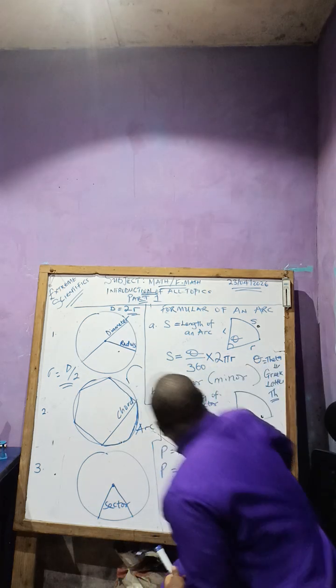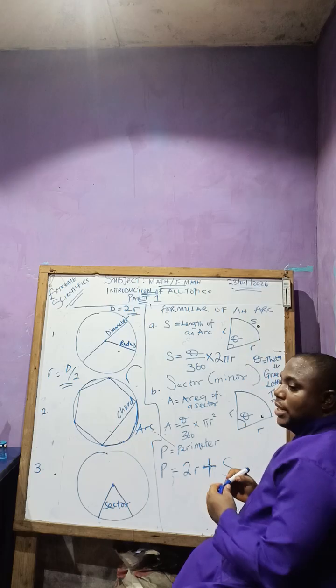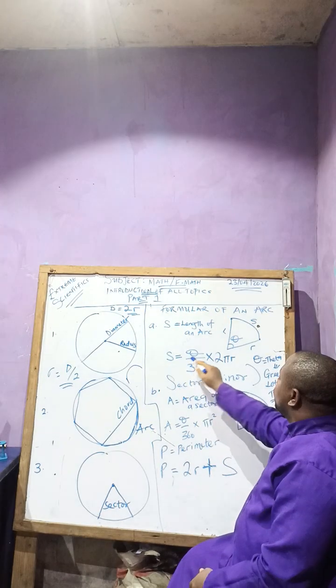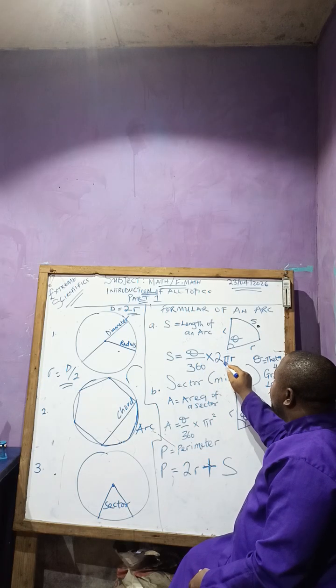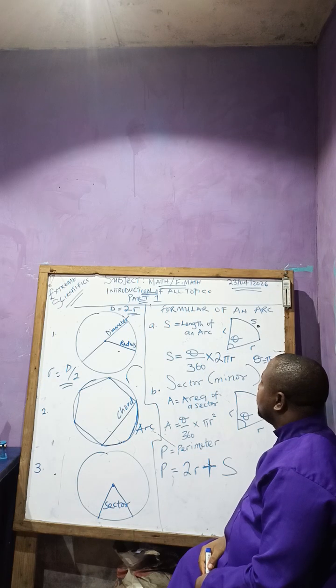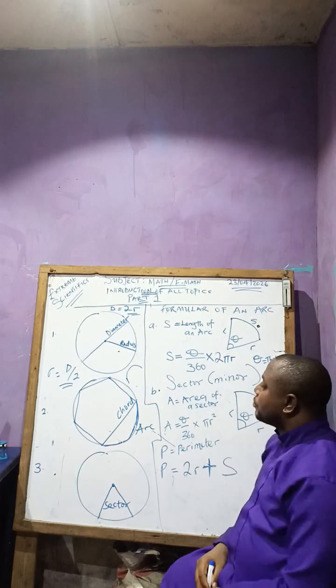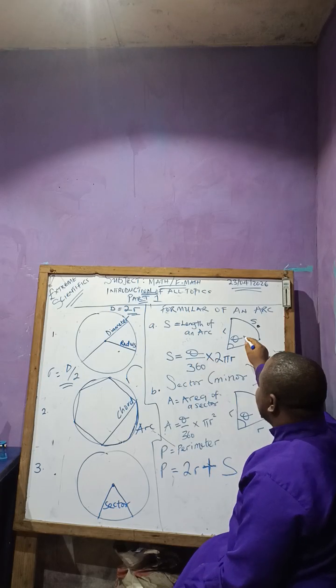Now, if you want to look for the length from here to here, you're going to say S, which is the length of the arc, is equal to theta over 360 times 2 pi r. What does it mean? Let me explain one after the other. Look at it very well. This theta denotes this angle.